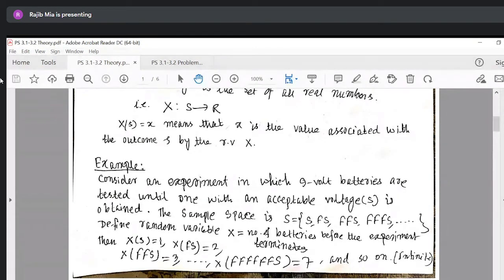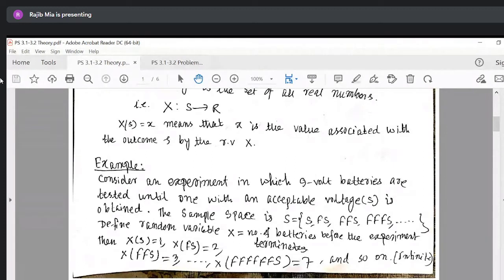Second possibility: suppose we did not get it in the first trial, but in the second trial we got success, that is, acceptable voltage. Then the outcome is FS. Another possibility is FFS, that is, the first two times we failed, but the third time we got the acceptable voltage. In this way, the possible outcomes are S, FS, FFS, FFFS, and so on. Now we define a random variable X which counts the number of batteries before the experiment terminates.